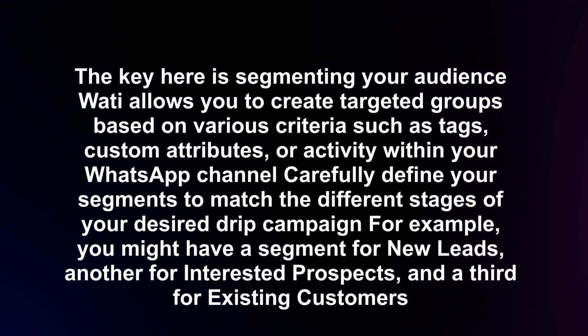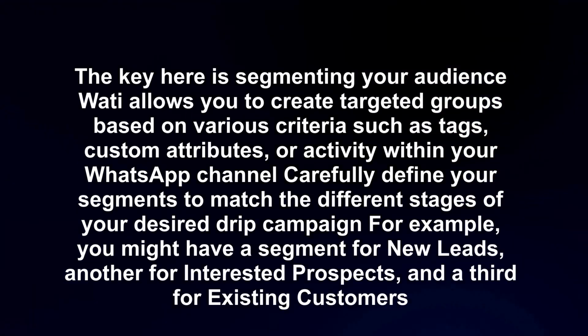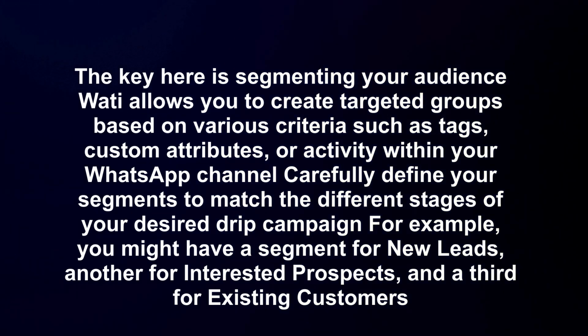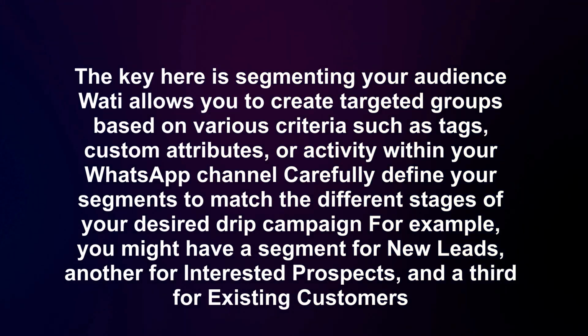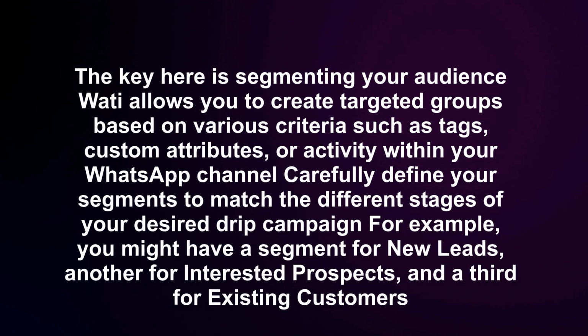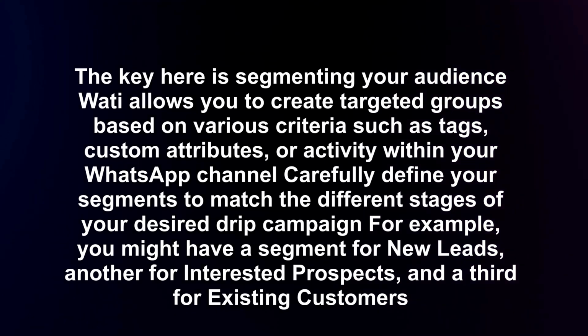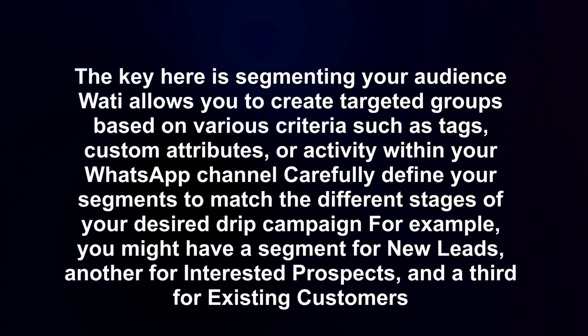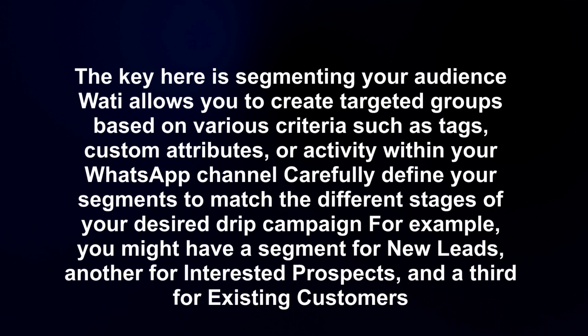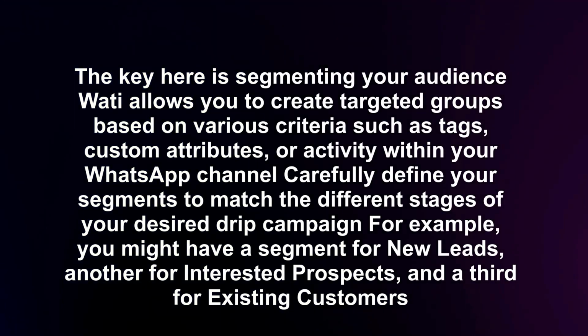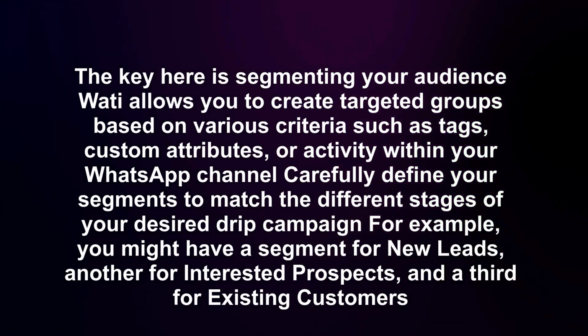The key here is segmenting your audience. Wati allows you to create targeted groups based on various criteria such as tags, custom attributes, or activity within your WhatsApp channel. Carefully define your segments to match the different stages of your desired drip campaign. For example, you might have a segment for new leads, another for interested prospects, and a third for existing customers.